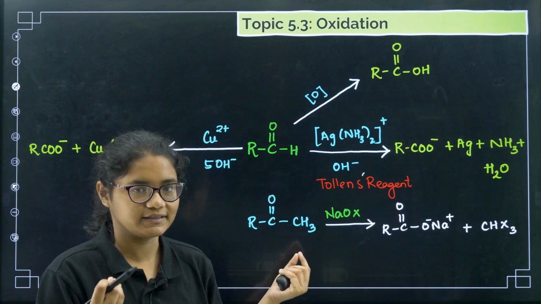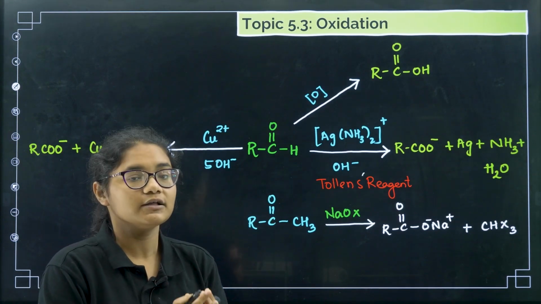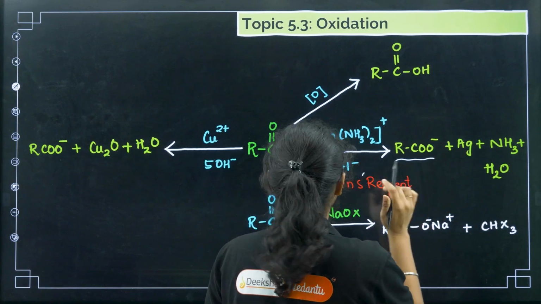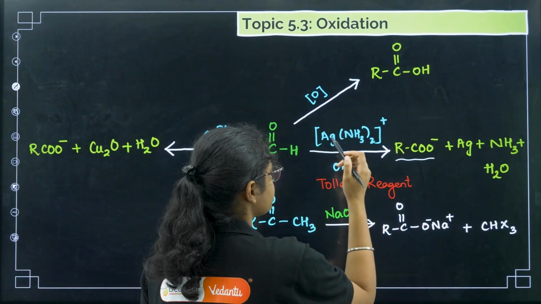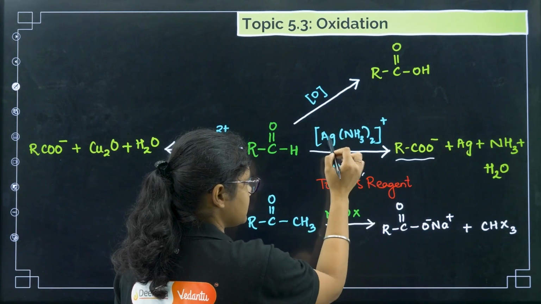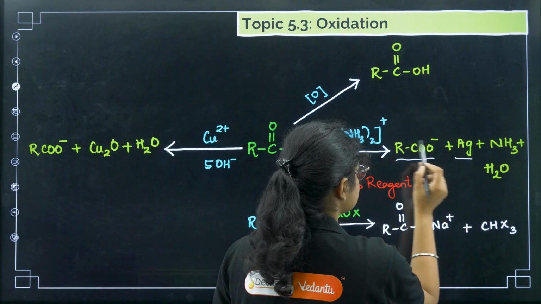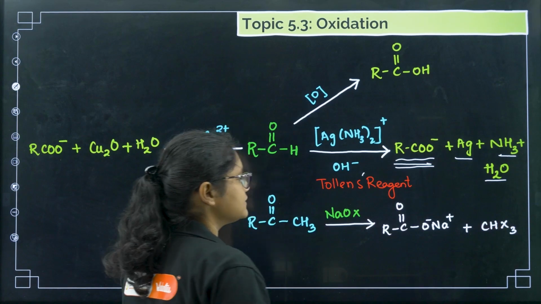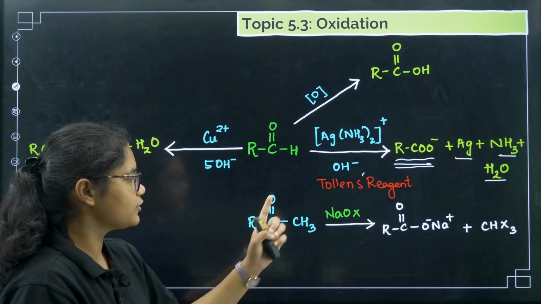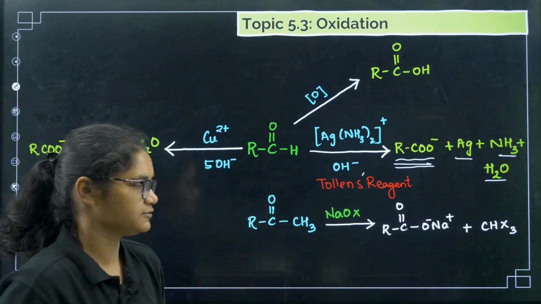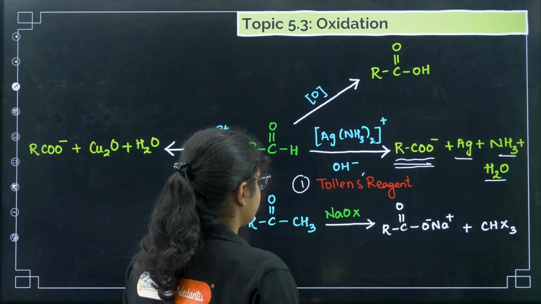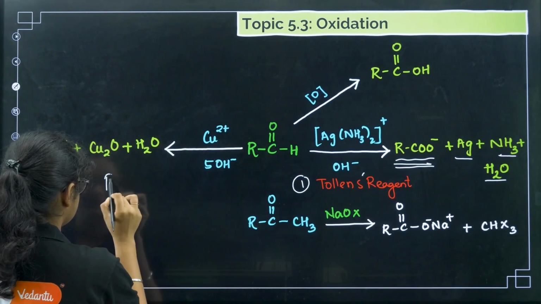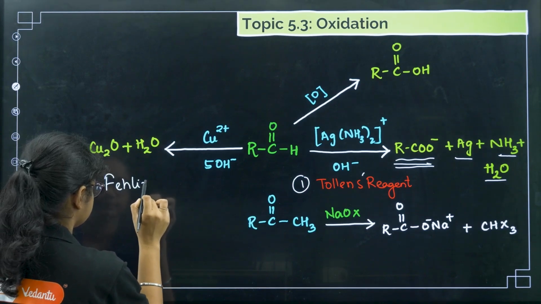Now if you react with this one, the aldehyde will get oxidized. These are mild oxidizing agents, so it will get converted to your acid, but we'll get the salt of the acid, RCOO minus. Then the silver gets reduced. So if this one is getting oxidized, silver will get reduced to give you Ag plus NH3 plus water. You need to remember just this one. RCOO minus is formed. This is your Tollens' reagent or Tollens' test, the first one. Next you have the second one, that is your Fehling's test.